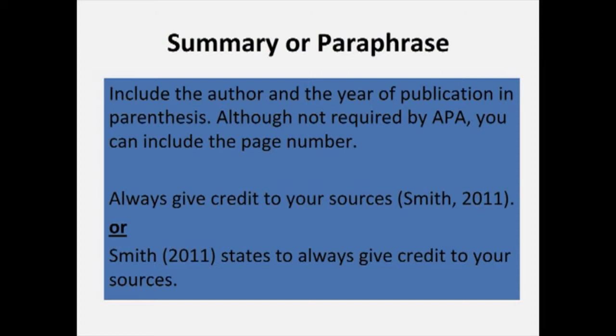This can be done two ways. The first sentence uses a parenthetical citation at the end of the sentence before the closing punctuation mark. The second sentence introduces the author in the signal phrase at the beginning of the sentence, followed by the year of publication in parentheses.